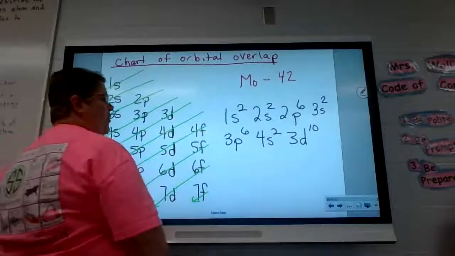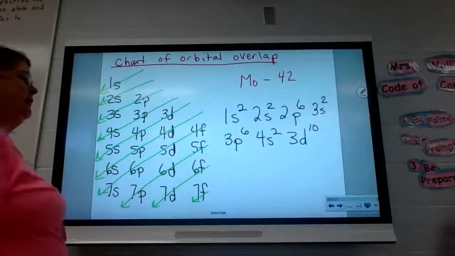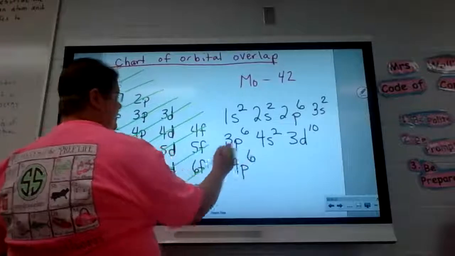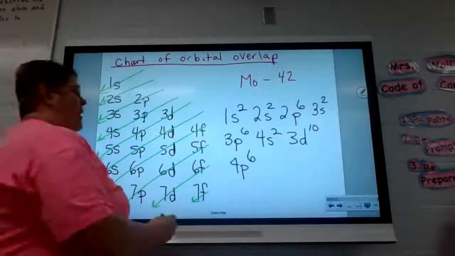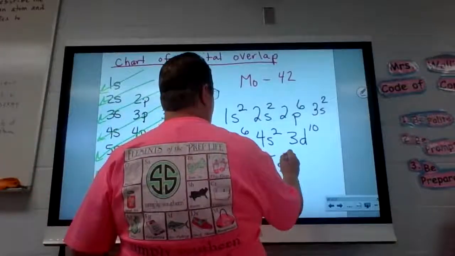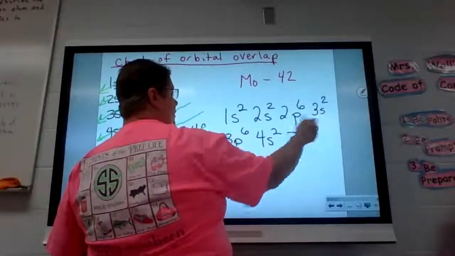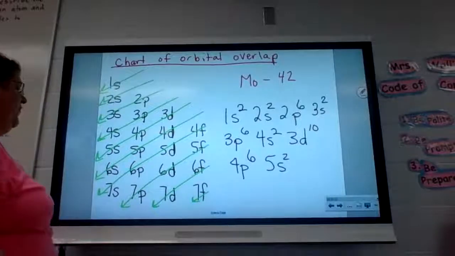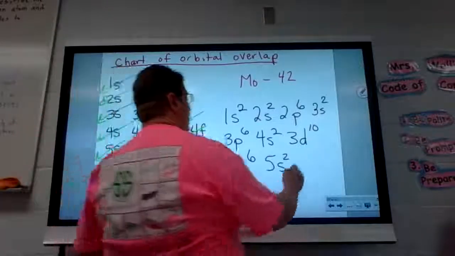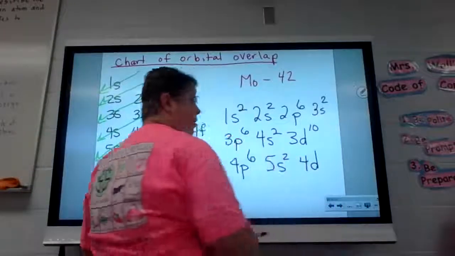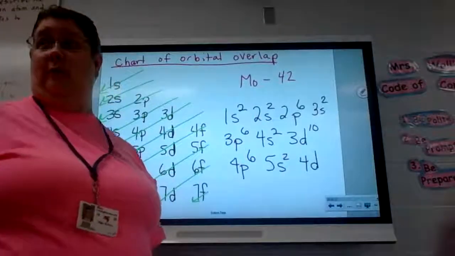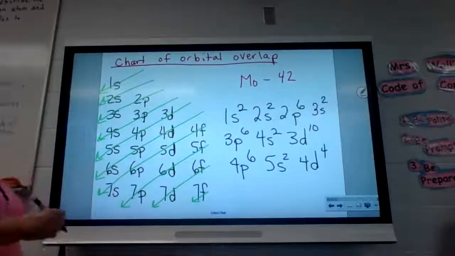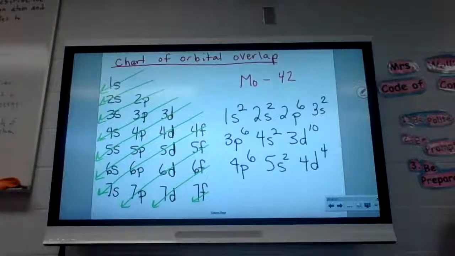Okay. So we're at 30. What comes after 3d? 4p. 4p can have how many? 6. All right. Next, 5s is 2. So Franco said 30, 36, 38. We're almost there. What comes after 5s? 4d could have 10, but we don't need 10. So you're going to say what? 4. Questions? You feel good about that? Yeah. All right.